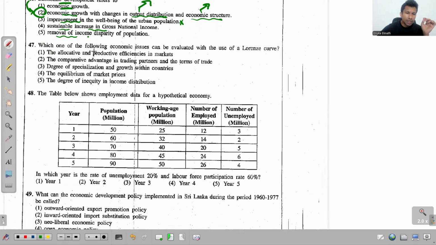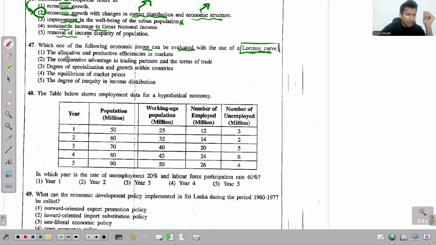47th one, which one of the following economic issues can be evaluated with the use of the Lorenz curve? See that now? The Lorenz curve is something that we use to present the relative income distribution. So using this Lorenz curve, we can evaluate the inequality of income distribution. That's it, right? That's the only use of the Lorenz curve.